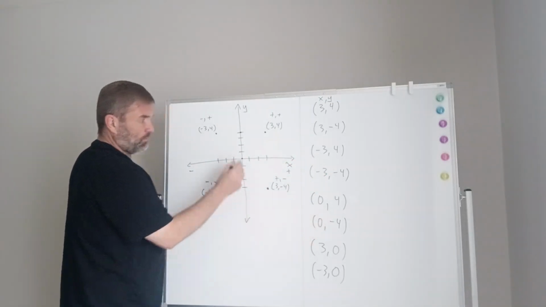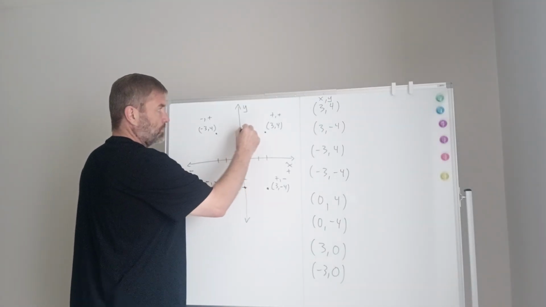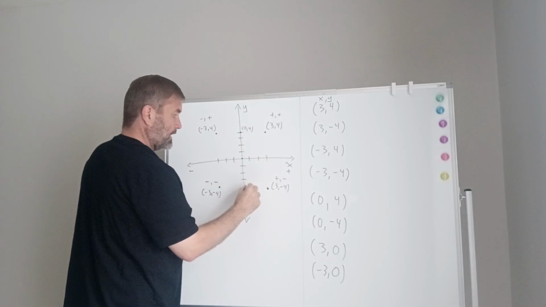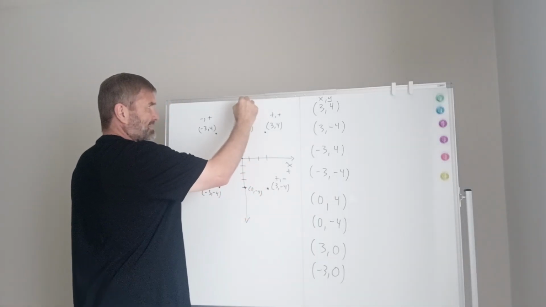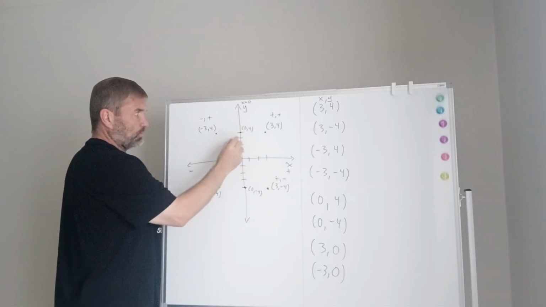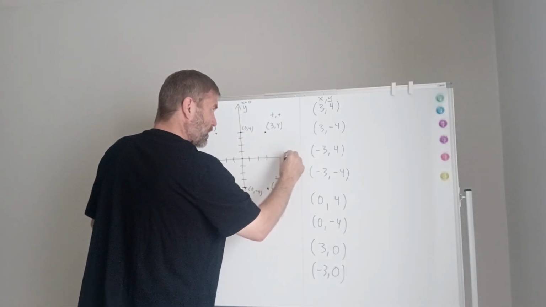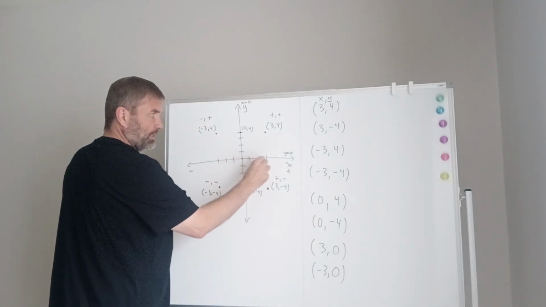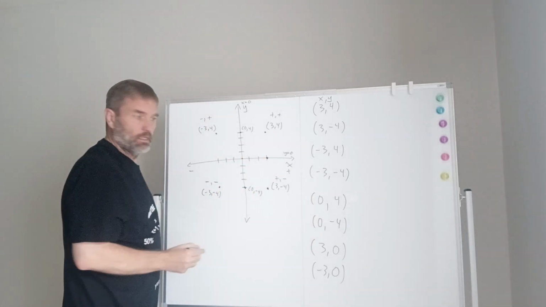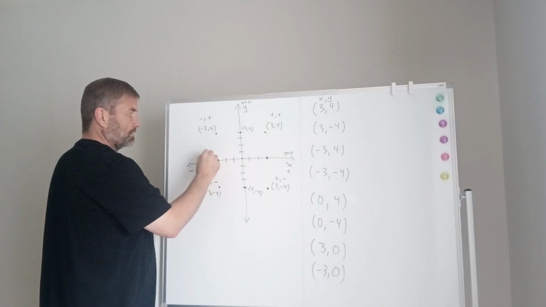Now what about (0, -4)? Well, there's 0. Now instead of going up 4, I go down 4. So there's your (0, 4) and your (0, -4). Now remember, along the y-axis, that's when x is 0. So that's why when x is 0, we stay on the y-axis. On the x-axis, y is 0. So when y is 0, (3, 0), I go right 3 and stay on the axis. If x is negative, I go left 3 and stay on the axis.